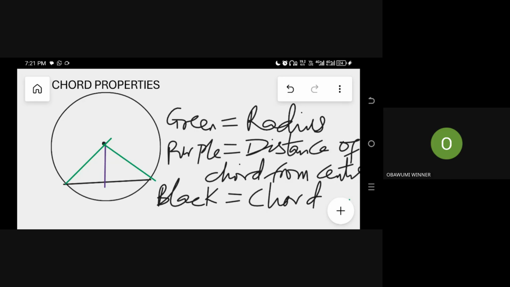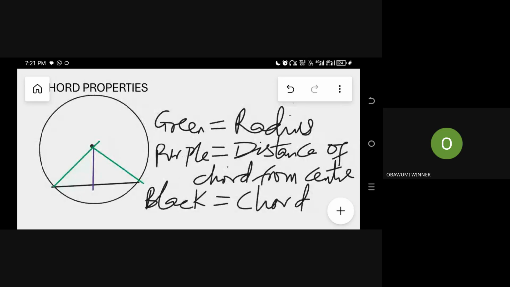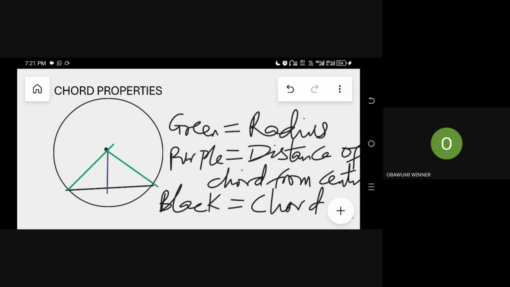Distance of the chord from the center of the circle is 10 centimeters. Where would you put that value? The purple line. Okay, the purple line. All right.